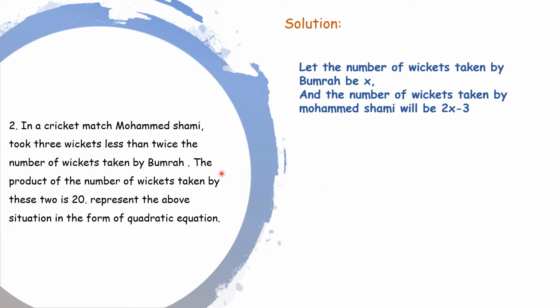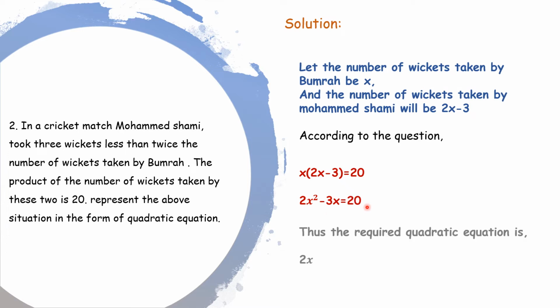Now use the given condition. Very simple question it is. The product of the wickets taken by these two is 20. Just multiply their wickets: x into 2x minus 3 is equal to 20. Simplify this: 2x square minus 3x is equal to 20. Bring this 20 to this side: 2x square minus 3x minus 20 is equal to 0 is the required quadratic equation. Simple? Very simple, right? We'll see one more question and then we'll move on to the exercise.